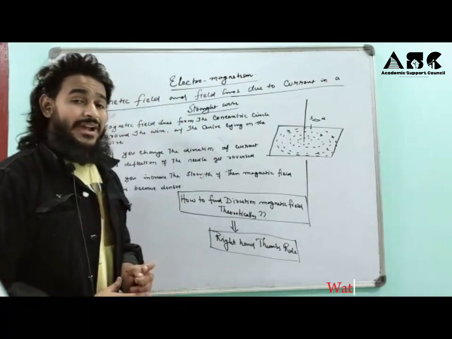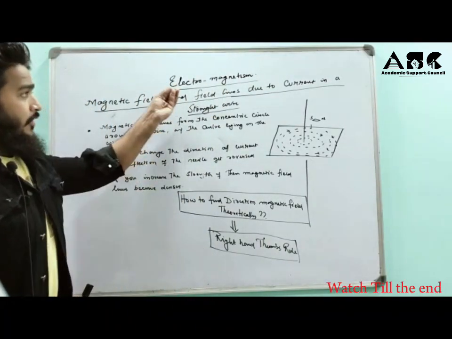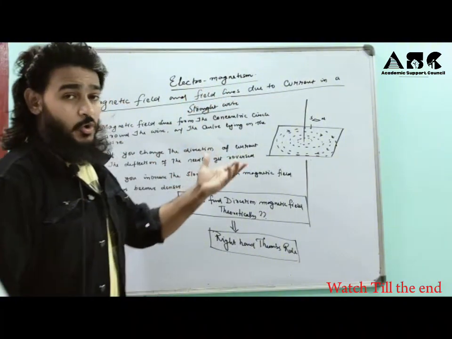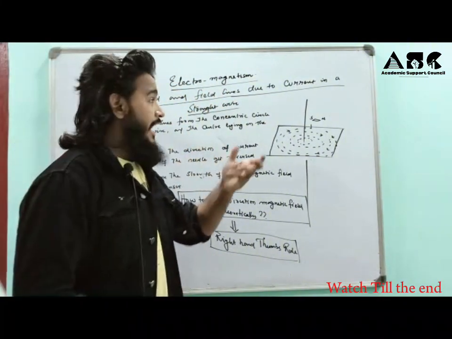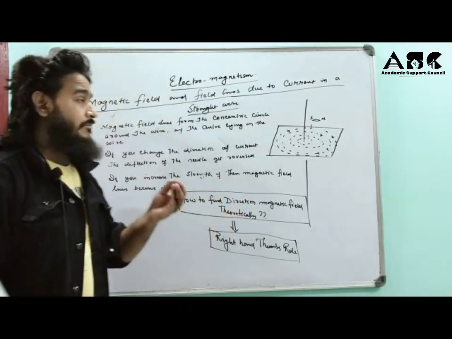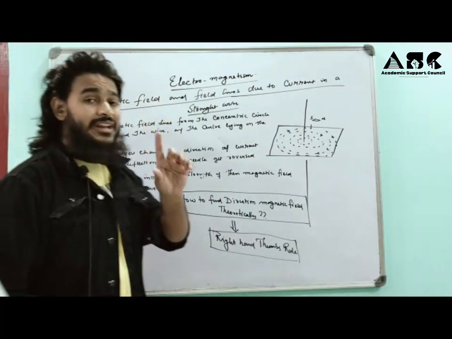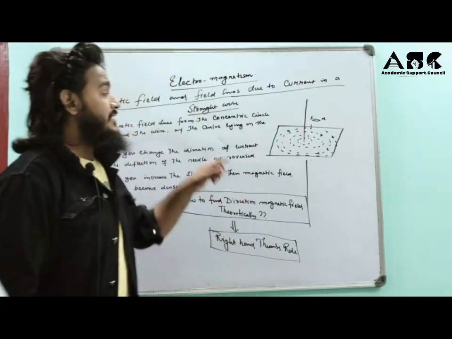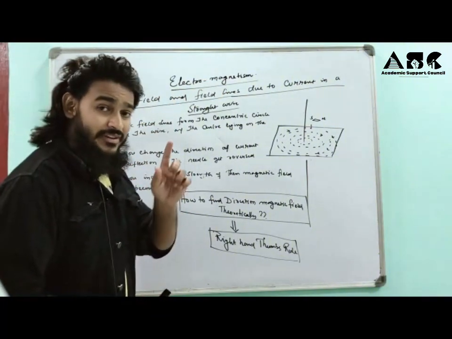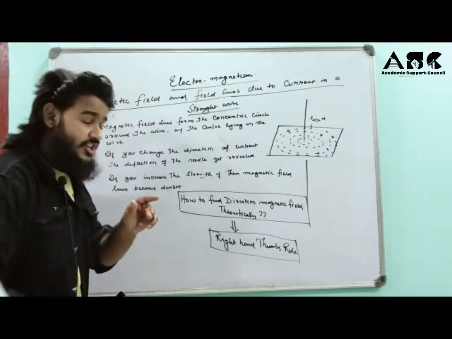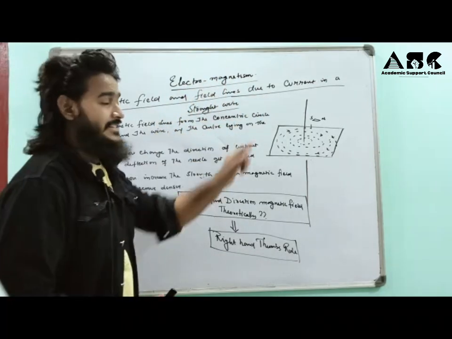So what is electromagnetism? You can get a concept from the word itself. The word electro indicates electric, and magnetism obviously indicates magnet. So there is a relation between electric and magnet, which we will discuss in this chapter. That relation is called electromagnetism.